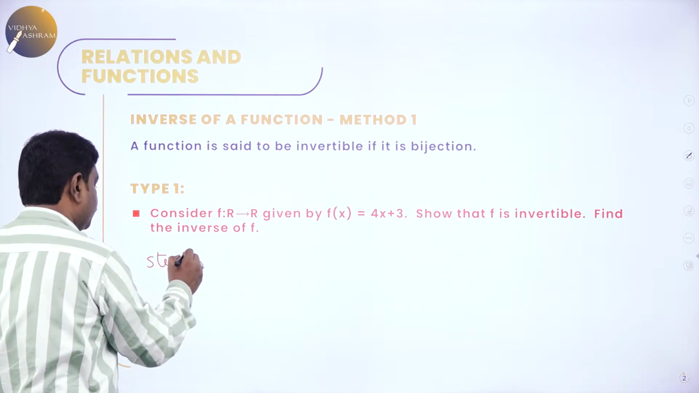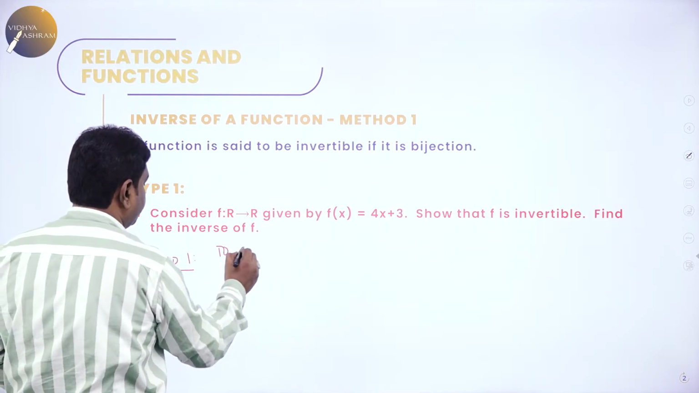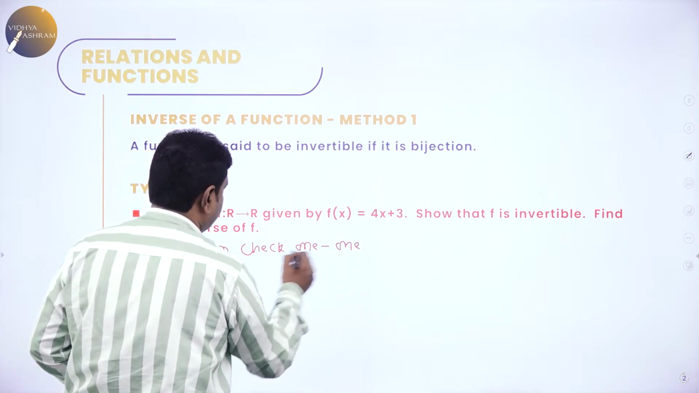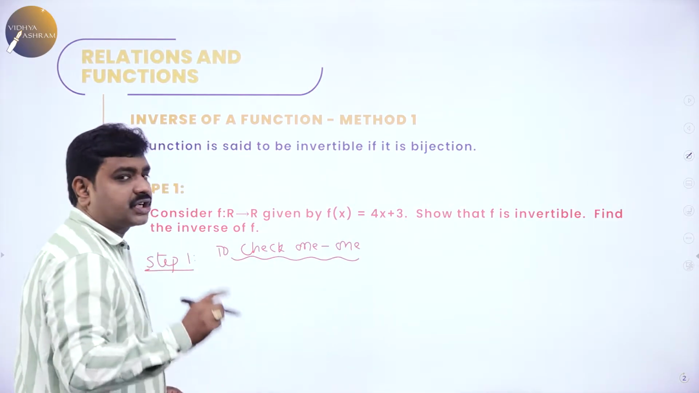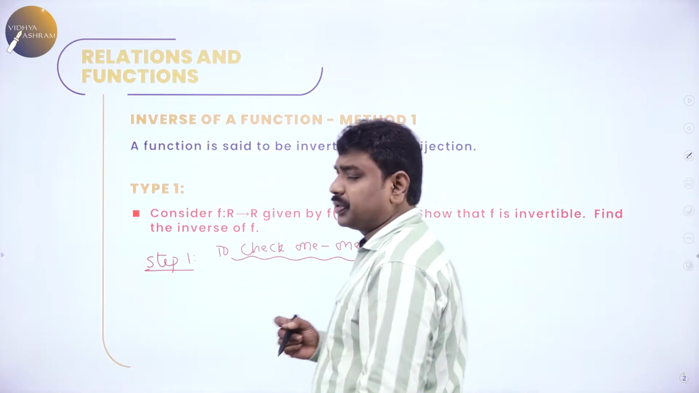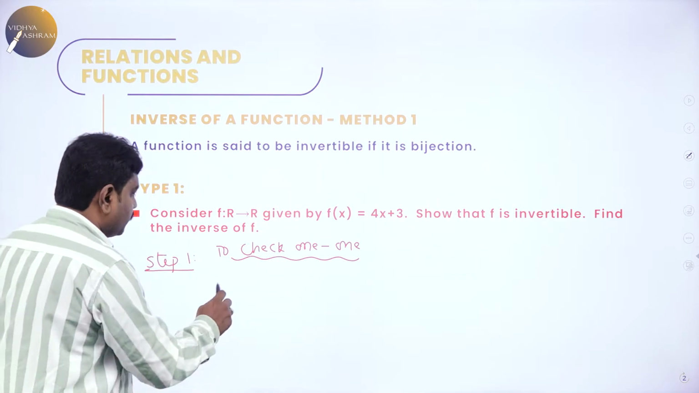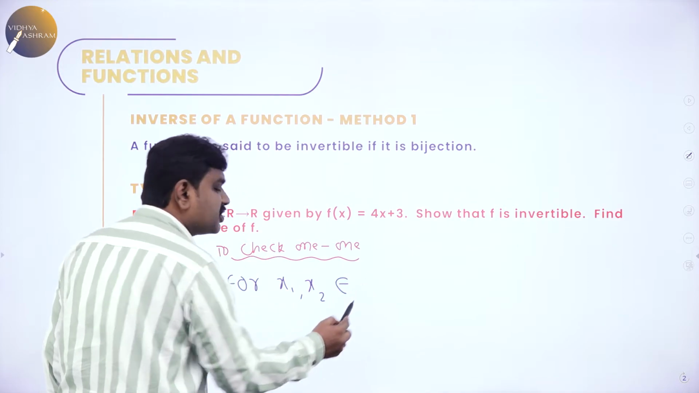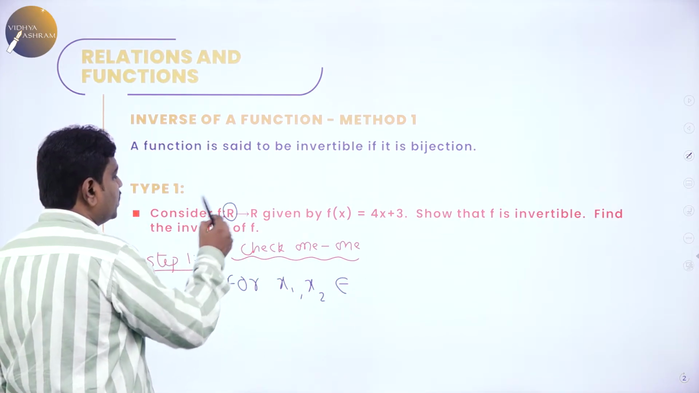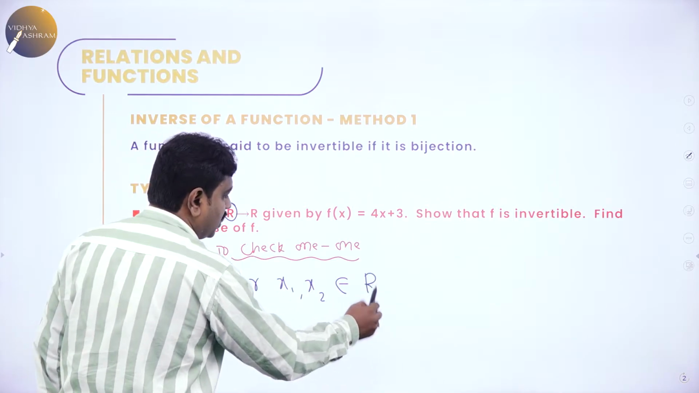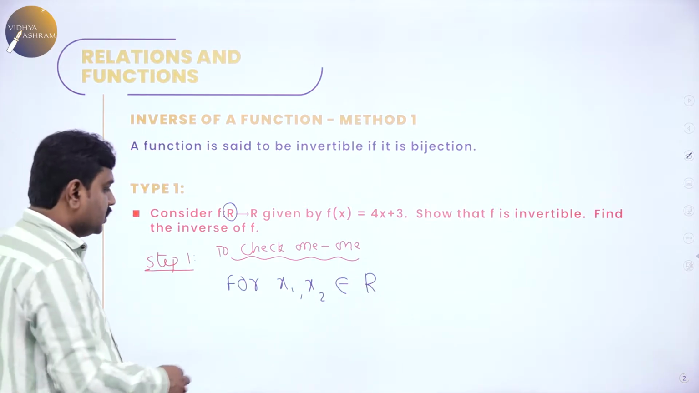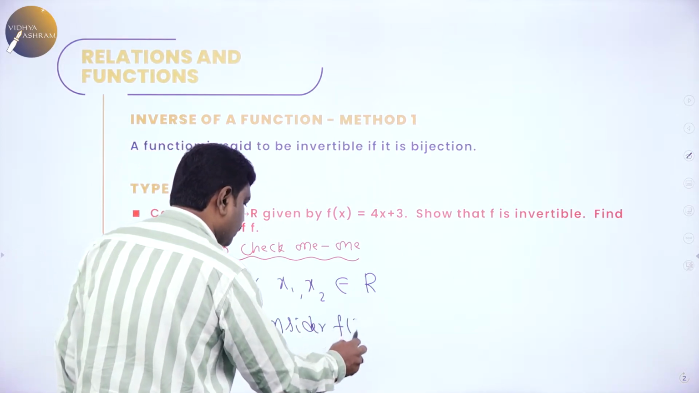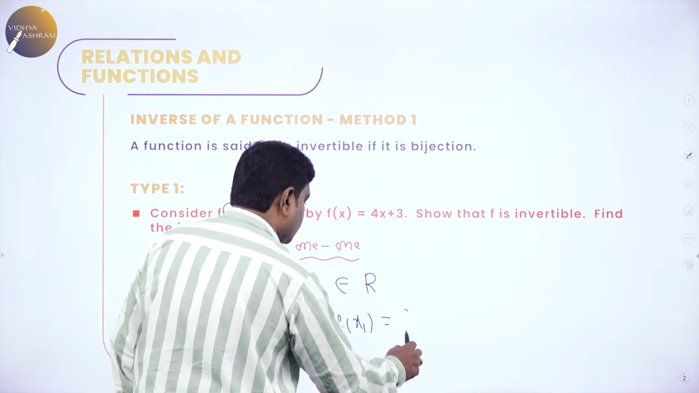Step 1, that is to check one-one. Now we'll check whether the given function is one-one or not. How to check? Simple. What is the method I taught you? For x1, x2 belongs to the domain. Domain means the first set. What is the domain in this? Domain is R. For x1, x2 belongs to R, R means real numbers. We should consider f of x1 is equal to f of x2. We should assume the image of x1 is equal to the image of x2.